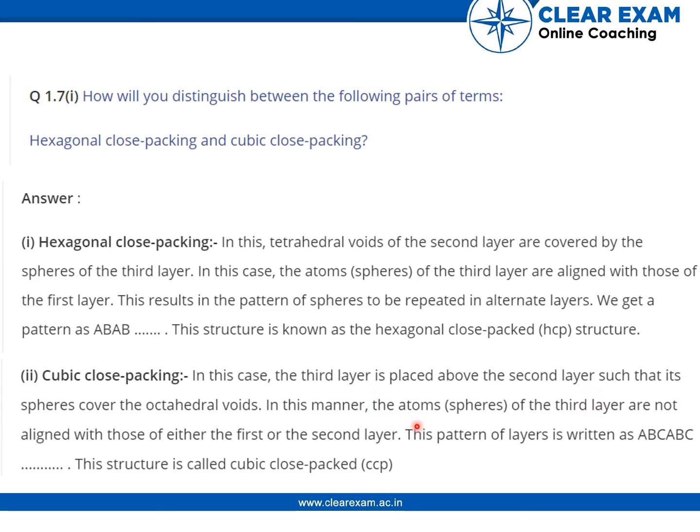So, this line is very much important because it tells us that the third layer is not similar to either the first or the second layer. So, it is a new arrangement of layer. So this pattern of layers is written as ABC ABC type. This structure is called the CCP or the cubic close packed structure.